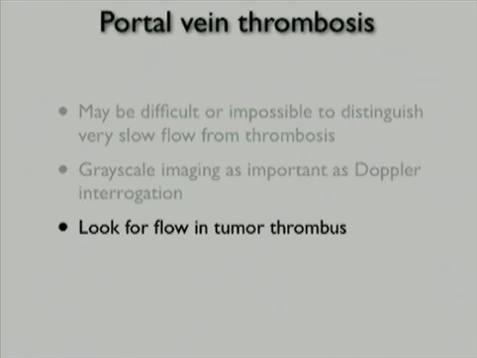Usually the collaterals are smaller, more tortuous than the main portal vein, and it's important to follow the portal venous system from outside the liver, that is the splenoportal confluence, into the liver, and that usually makes it obvious.